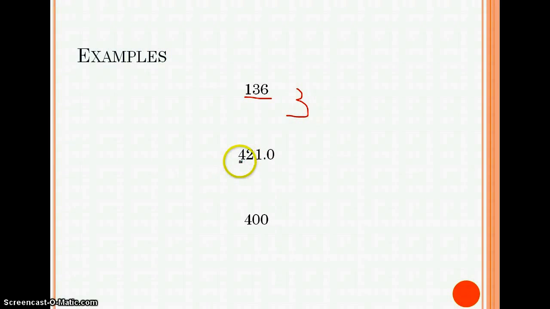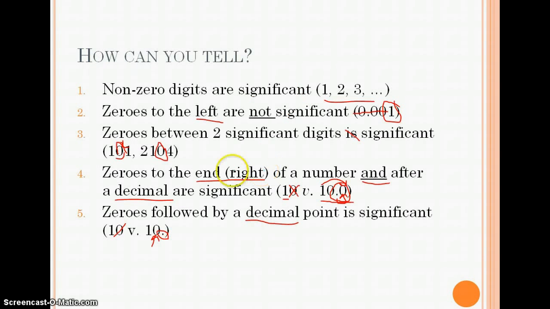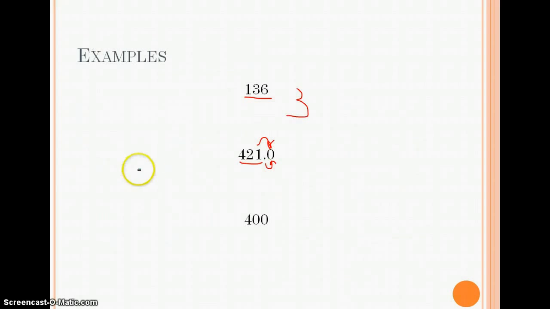Well, in this number, we have 4 to 1, so we have at least 3. Now the issue is the 0. I know that it's to the right of a significant figure, and it's also to the right of a decimal point. So according to rule number 4, it's a significant figure. So here we're going to have 4 sig figs.